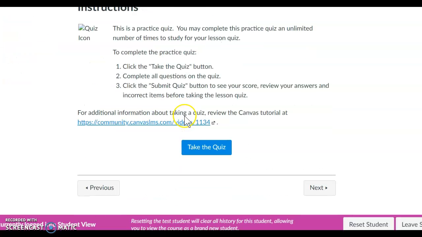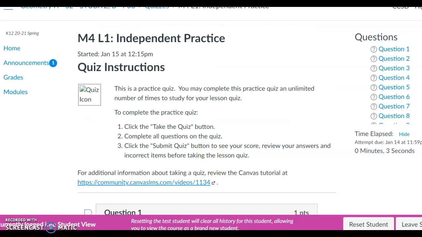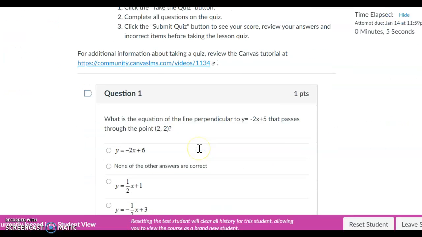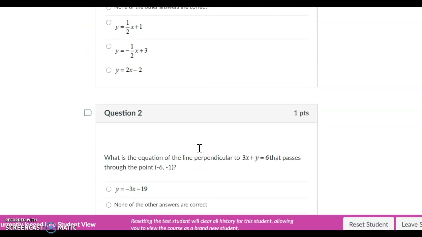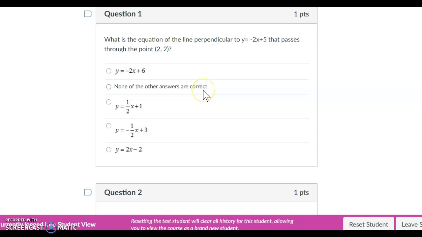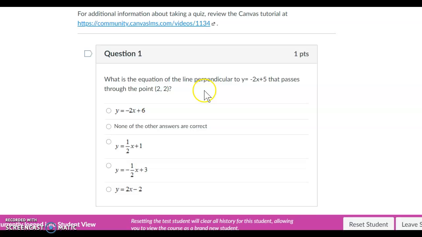So I'm on the independent practice. Maybe you've done these questions or maybe you haven't, but we're going to find some. I'll do number 1. Yeah, we could do that one.